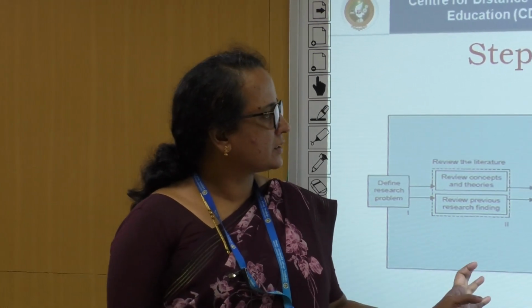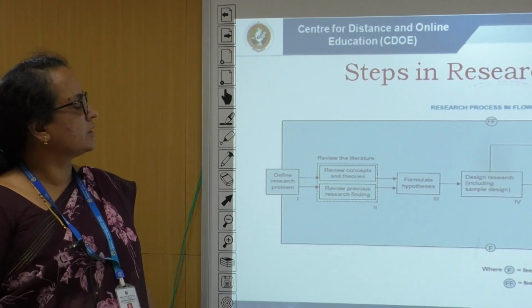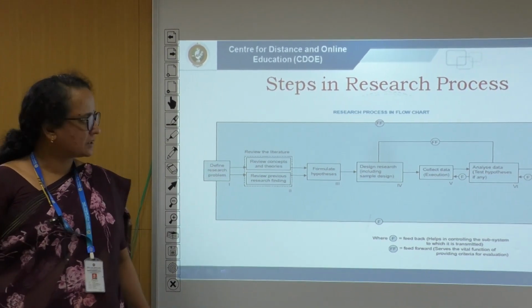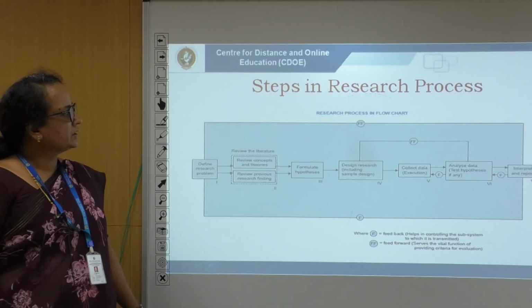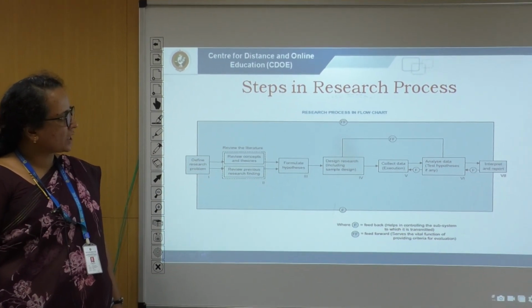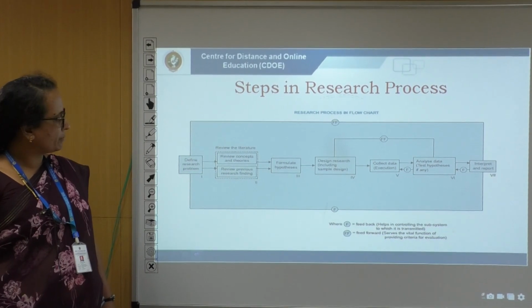In the previous session, we have discussed the different types of research. Now let us move on to the next topic, that is the steps in the research process. This is the flow chart which is given to explain the research process. There are 7 steps involved in the research process. I'll just briefly highlight the flow chart of the research process.